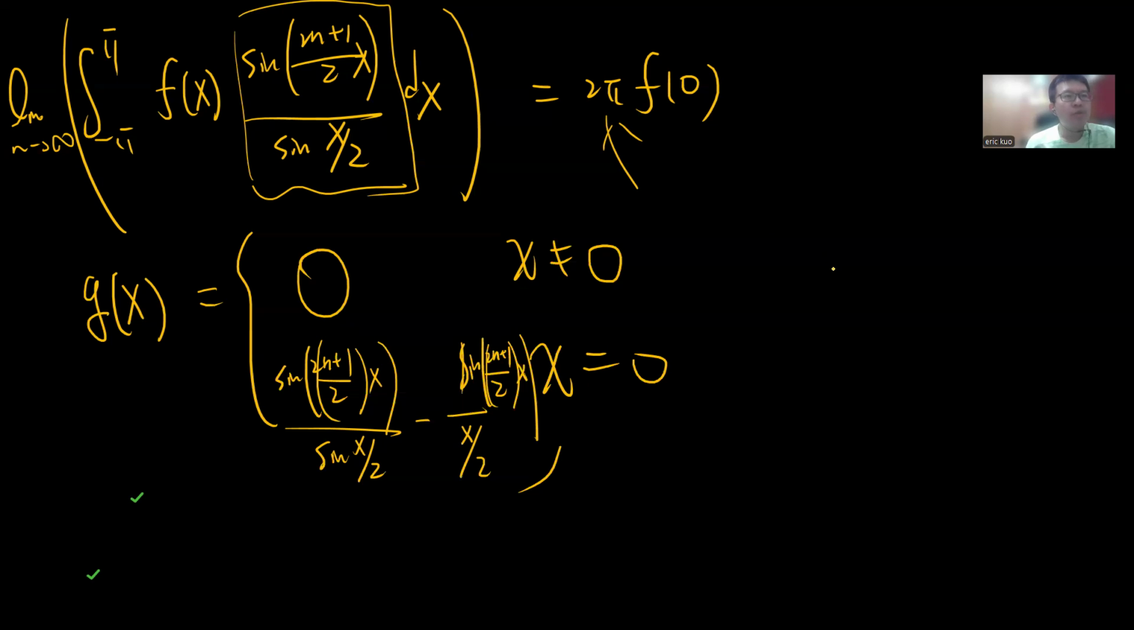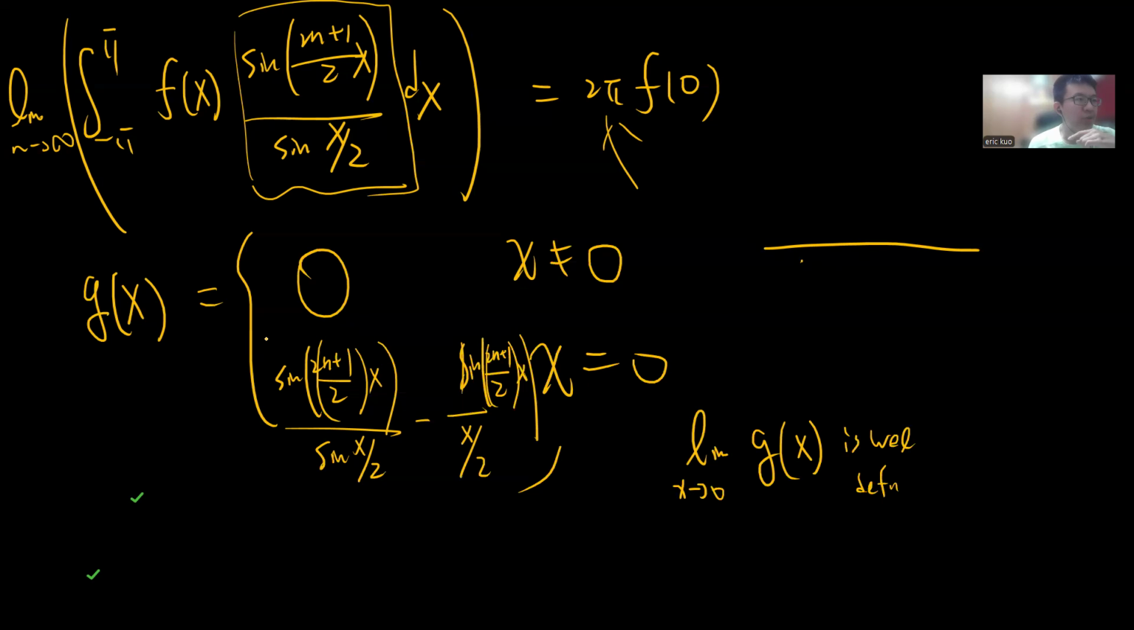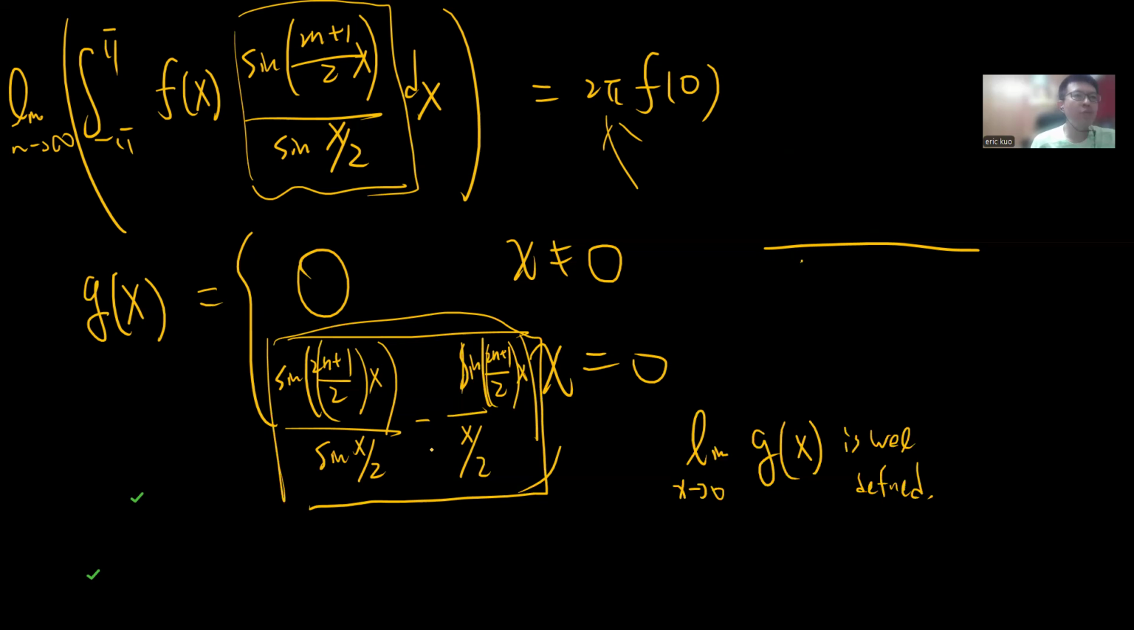So you can easily prove the following: when the limit x goes to 0, g of x is well defined, because the singularity is cancelled by adding an extra x over 2. You can prove it using L'Hopital's rule. You just write down L'Hopital's rule and you can prove it. So that means g is a well-defined thing, right?